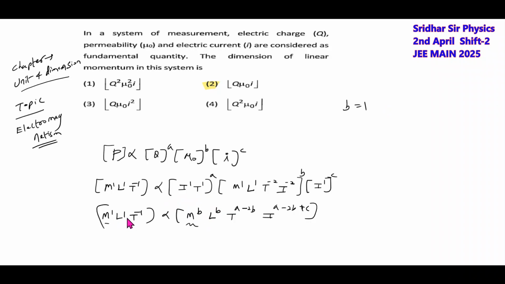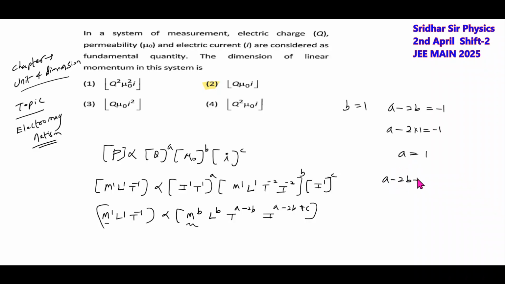L also from here. Then for T we will equate like this: A minus 2B equal to minus 1. As B equal to 1, so 2 into 1 minus 1, A equal to how much? Will be 1.